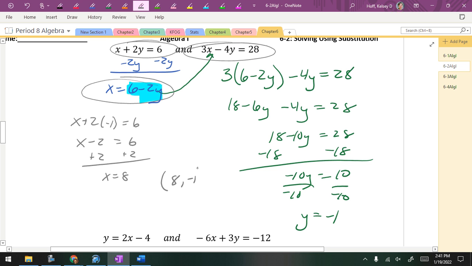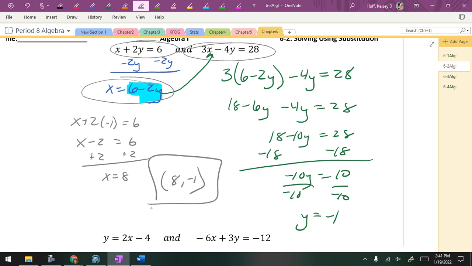So 8 comma negative 1. You know what's silly? One of the most common mistakes that people make on ALEKS, they put the wrong numbers in for the wrong letter. Like everything on their paper is correct, and they put the wrong number in the boxes. So pay attention closely to that, okay? Try the next one on your own. Start to finish.